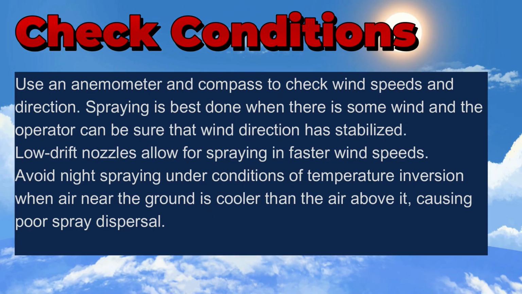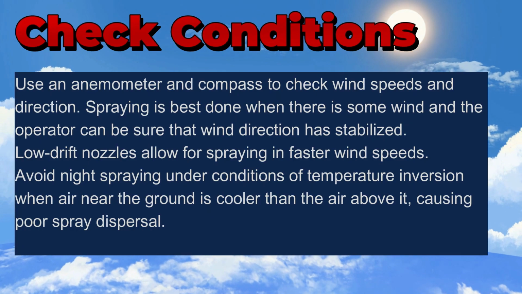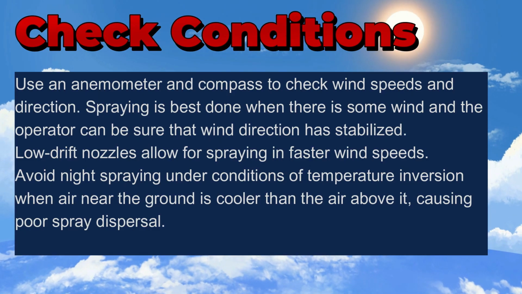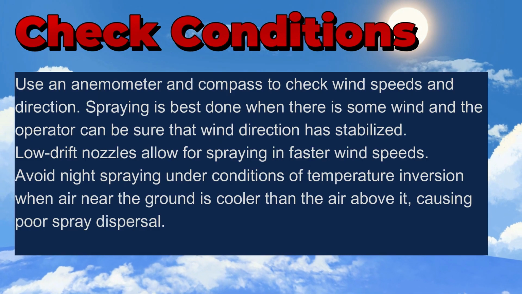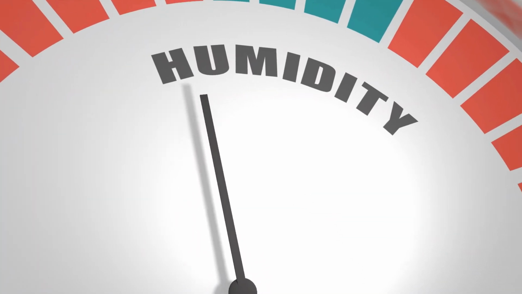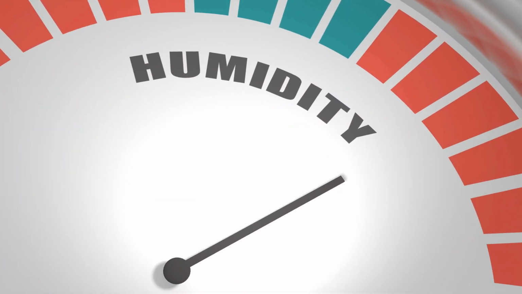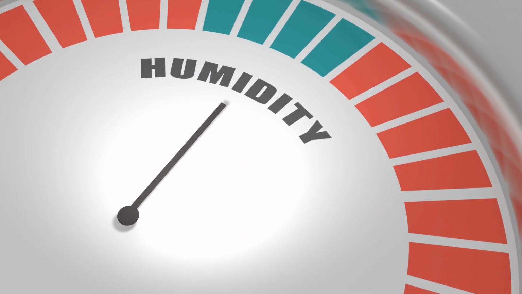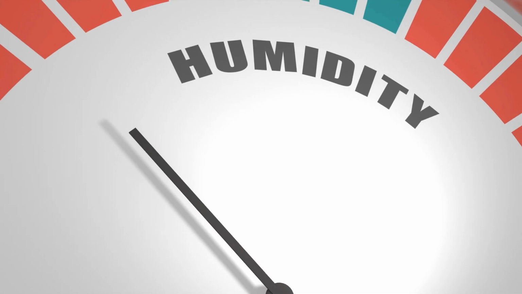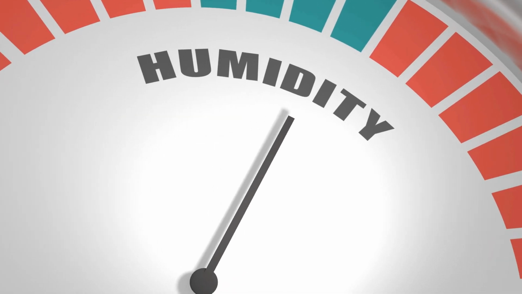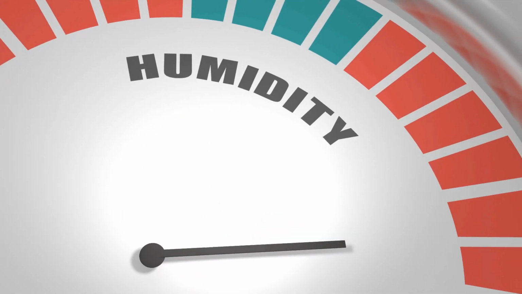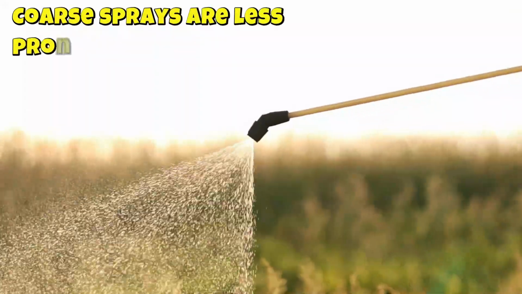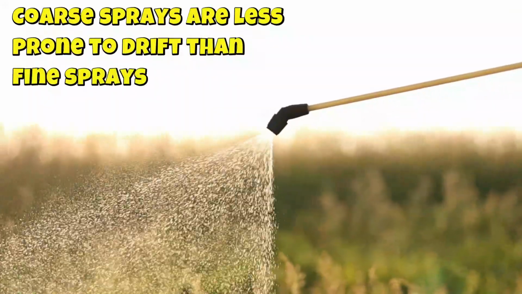Avoid night spraying under conditions of temperature inversion, when air near the ground is cooler than the air above it, causing poor spray dispersal. It's important to note that temperature and relative humidity, RH, affect how quickly spray droplets evaporate. Droplets evaporate more quickly at higher temperatures and lower RH, making them more prone to drift. Remember, coarse sprays are less prone to drift than fine sprays.